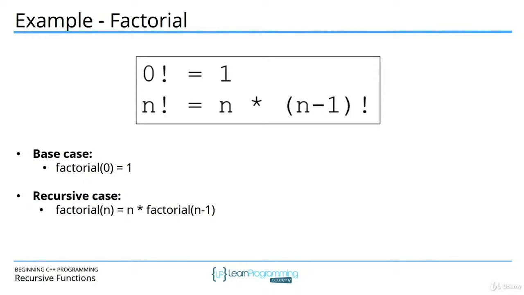Here we see the definition for factorial as you would find in a math book. Factorial is defined in terms of itself. That's what recursion is all about. We have a base case. So in this case, factorial of 0 is 1 by definition. And we have the recursive case. Factorial of n, or n factorial, is equal to n times n minus 1 factorial. See the recursion there. Let's see how we can implement this in C++.